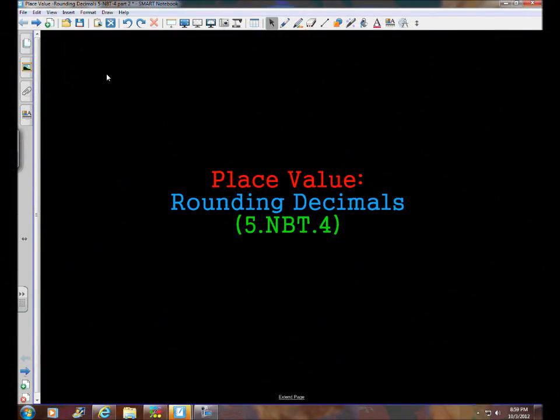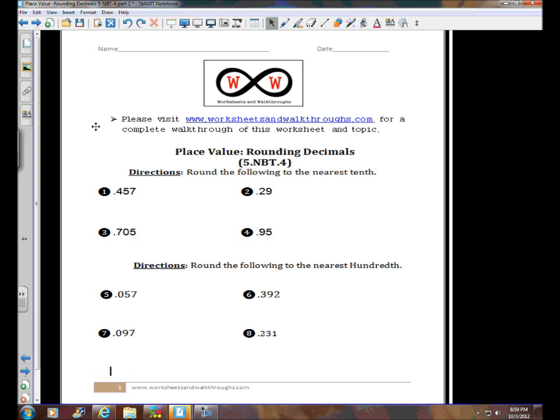In this lesson, we're going to take a look at place value and rounding decimals, and this is standard 5.NBT.4. We're going to be looking at this worksheet. You can go to worksheetsandwalkthroughs.com to print out a copy of this if you'd like.